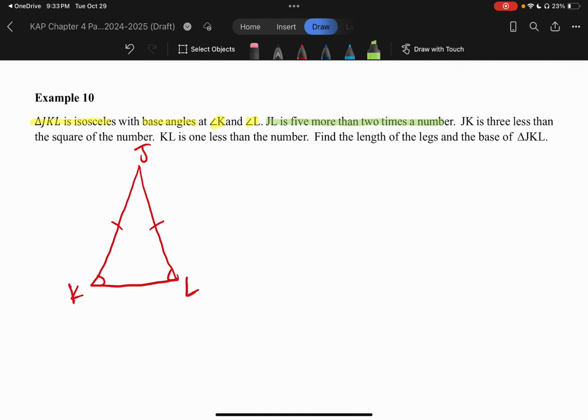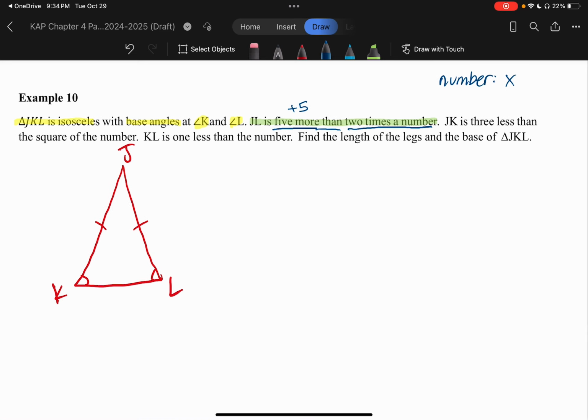Now, the next sentence is saying that JL is 5 more than 2 times a number. The issue here is I don't know what that number is. If I don't know what that number is, we can always represent that by X. When you have these word problems, I always recommend translating it. 5 more than translates to plus 5. 2 times a number, well, we said the number is represented by X, so this would be 2X. So when you translate it, we can understand now that JL can be represented by the expression 2X plus 5.